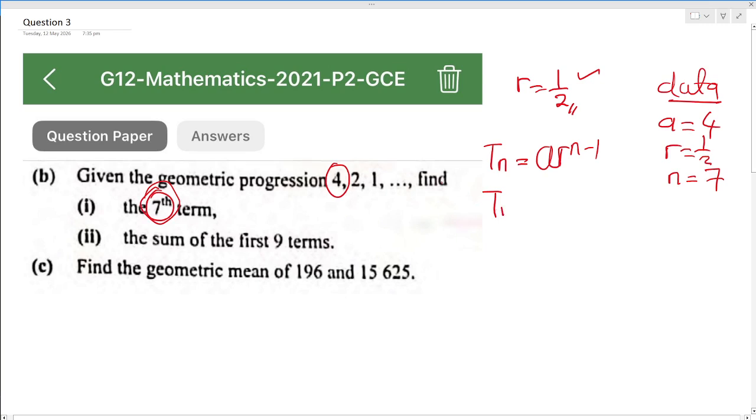We plug in the values in our formula. So I have T7, our n is 7, remember?